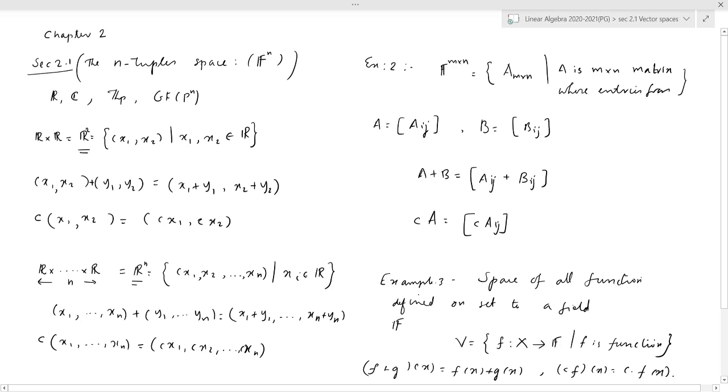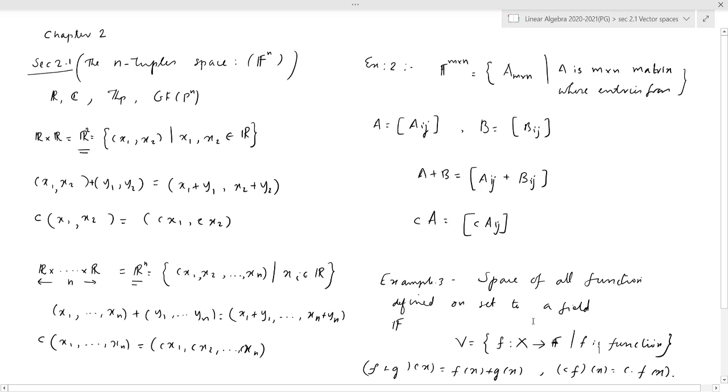With respect to these two operations, the first one is vector addition and the second one is scalar multiplication. With respect to these operations, the set of all functions from any set X, there is no relevance for the set X, but the codomain should be a field. Any set X, the set of all functions from X is a vector space over the field F. So the corresponding underlying field is F. This is the third example.